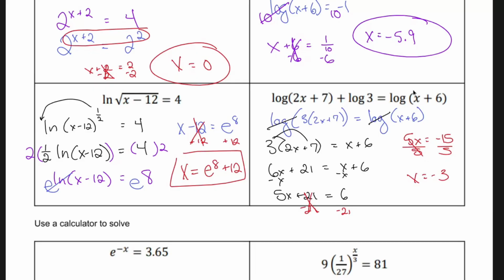Am I allowed to plug in negative 3? Yes, negative 3 plus 6 is 3. Am I allowed to plug in negative 3 here? 2 times negative 3 is negative 6. Negative 6 plus 7 is 1. Negative 3 is a legitimate answer. Whew. Close one.